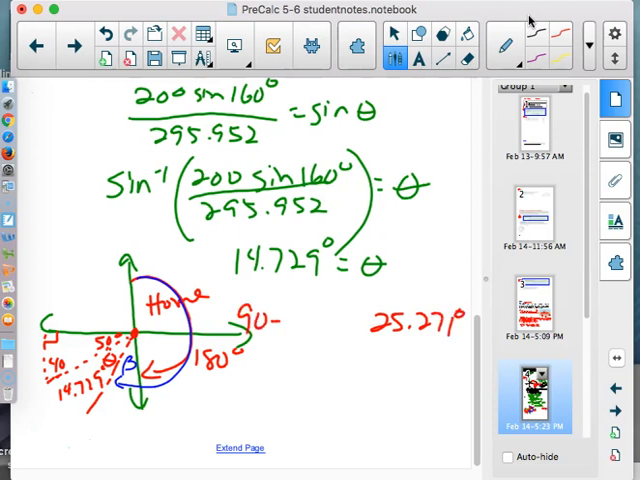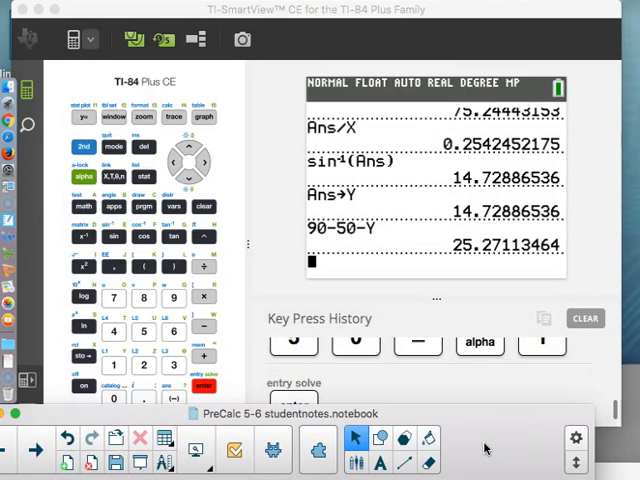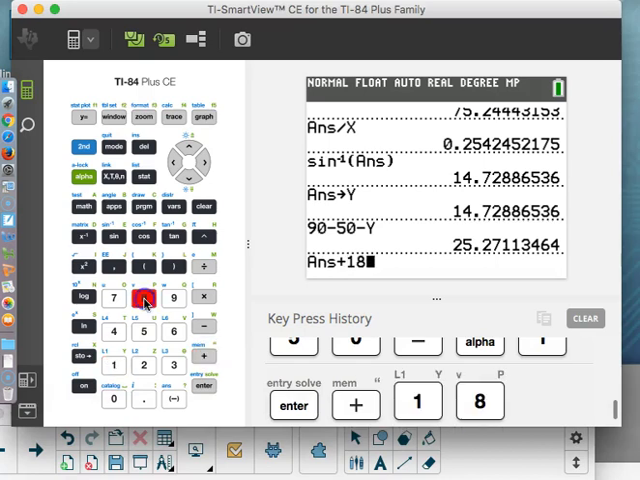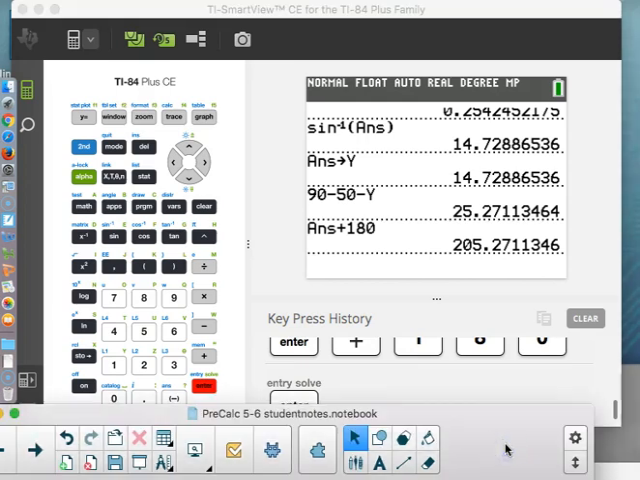So we had 90 minus 50 minus theta to give us that 25.271 degrees. And now remember, since they're turning around and heading back, we have that 180 that we have to add on there. So we'll go back to our calculator, and the answer we just received needs to have 180 added to it. So 205.271 degrees.